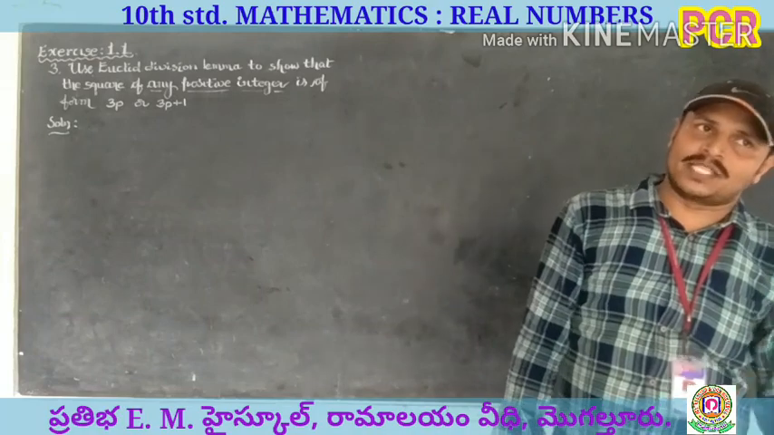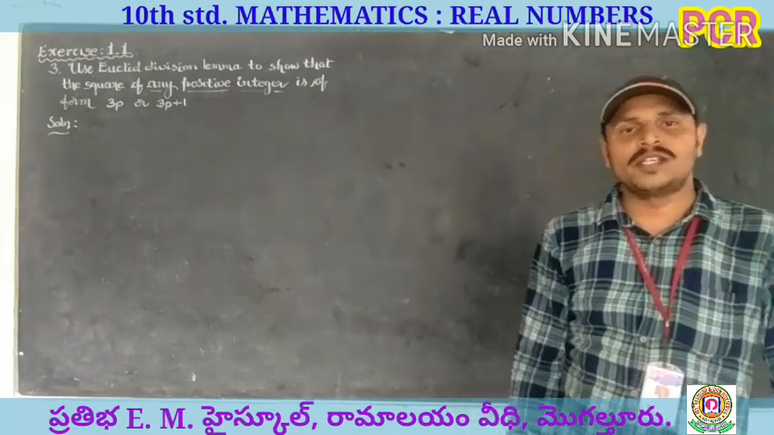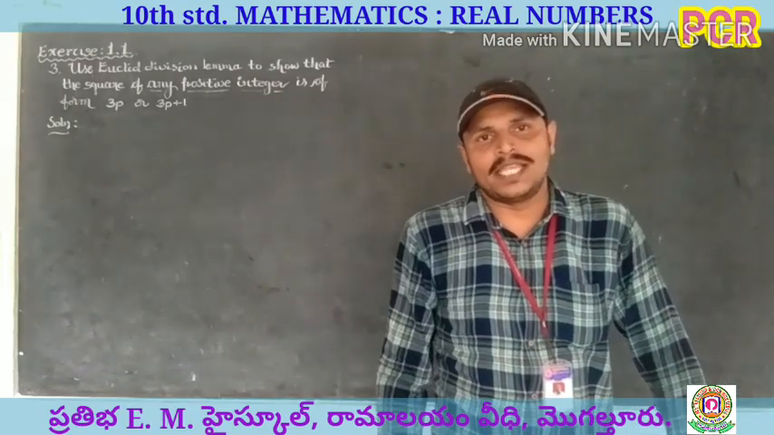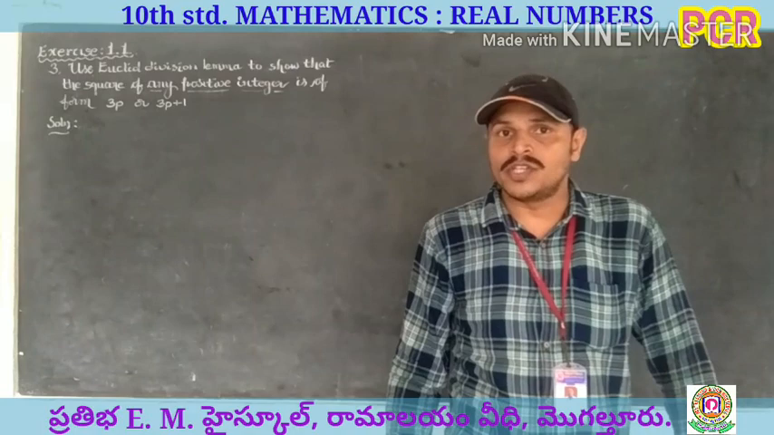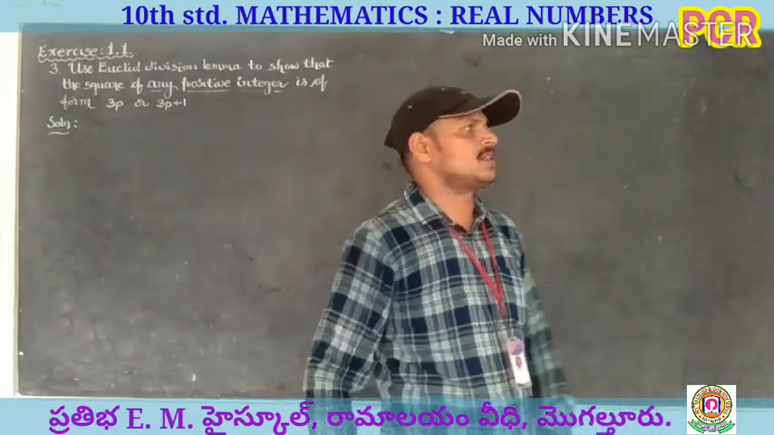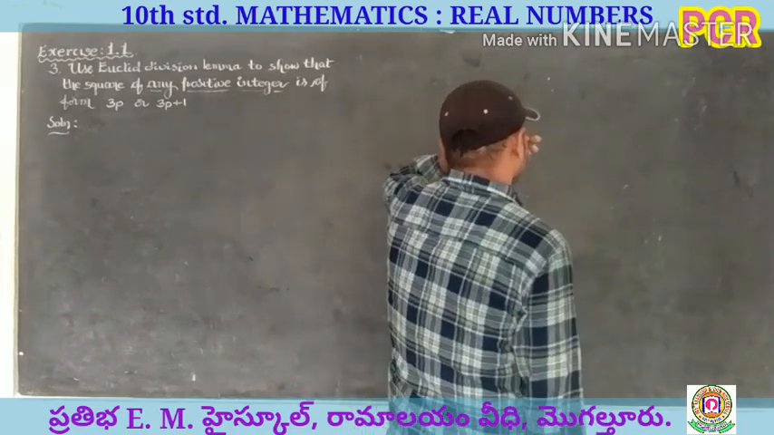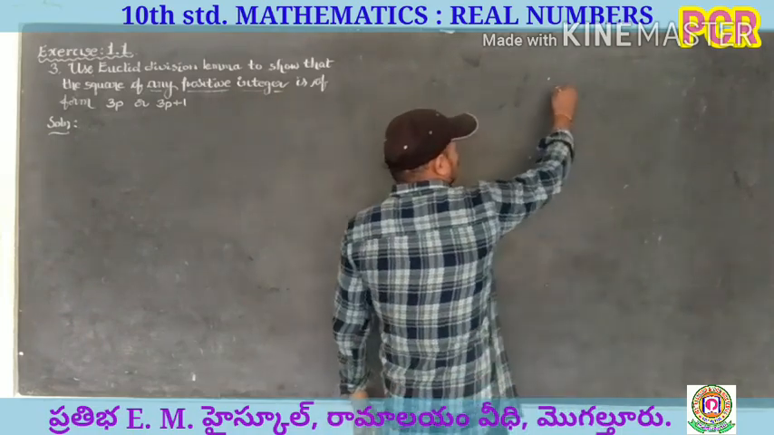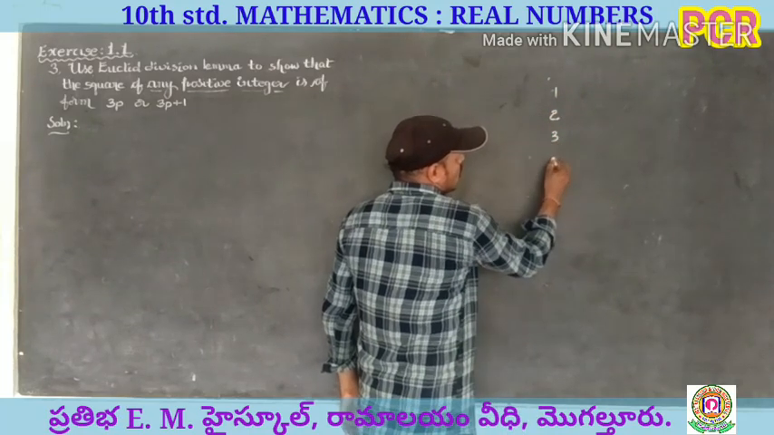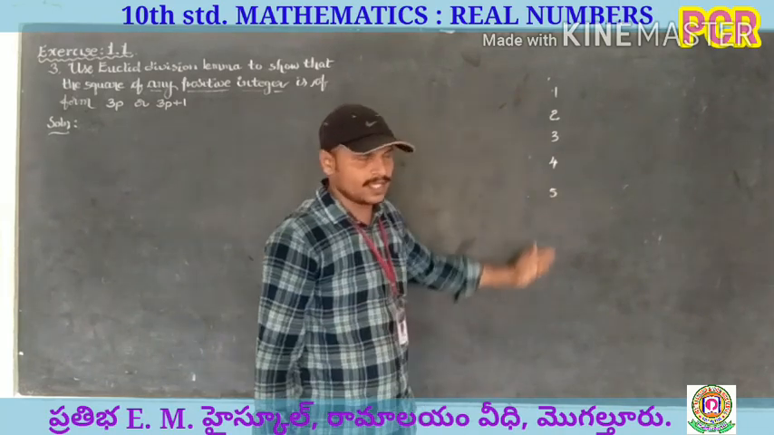Any positive integer, square of any positive integer. Positive integers mean 1, 2, 3 and so on. These are all positive integers, that means natural numbers. Natural numbers are positive integers. Let's see the square of any positive integer: 1, 2, 3, 4, 5 and so on.